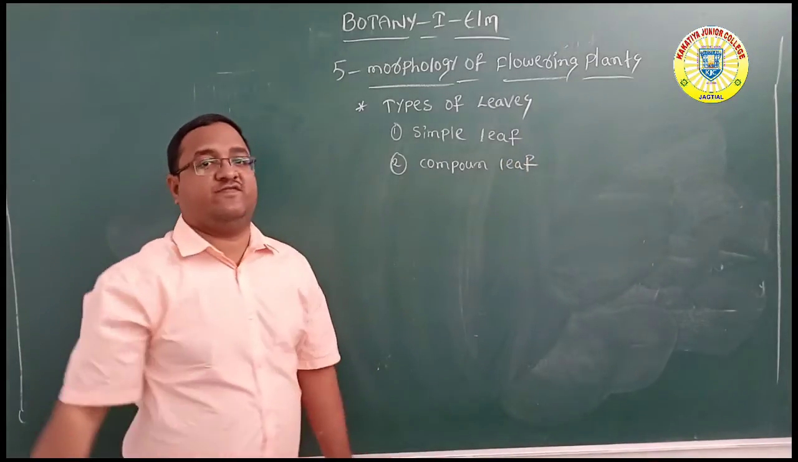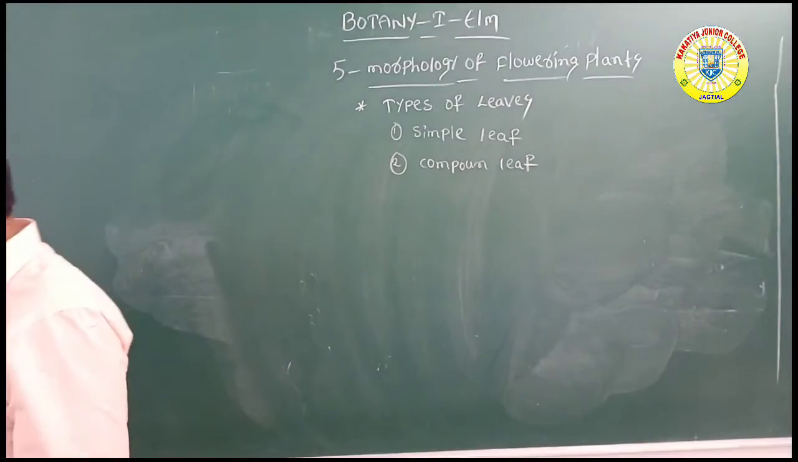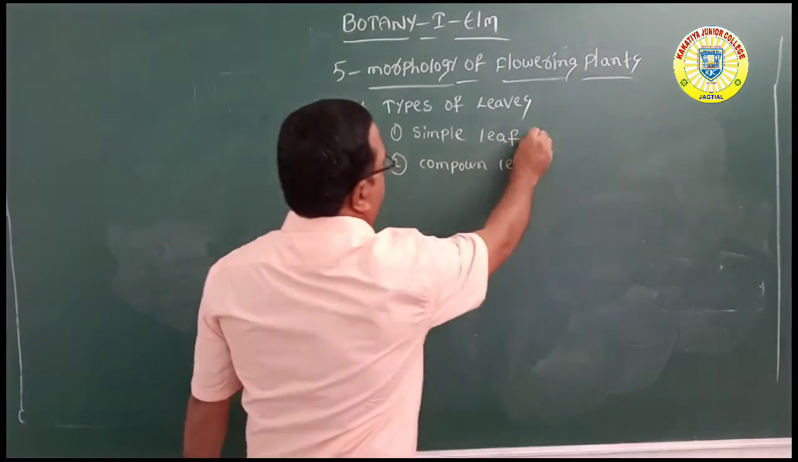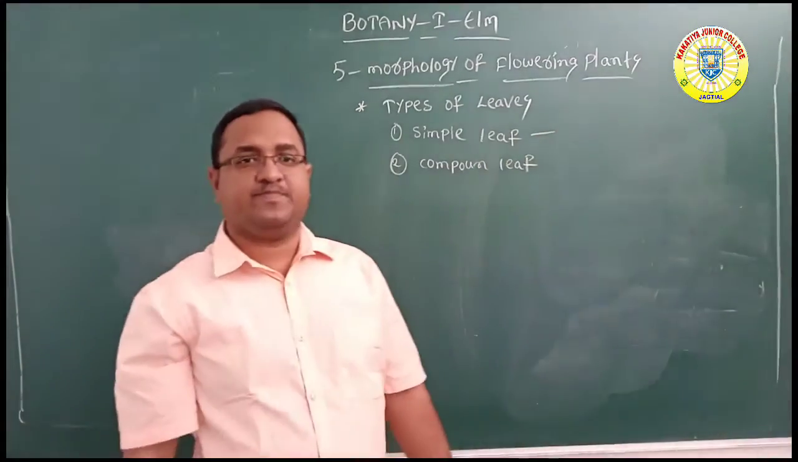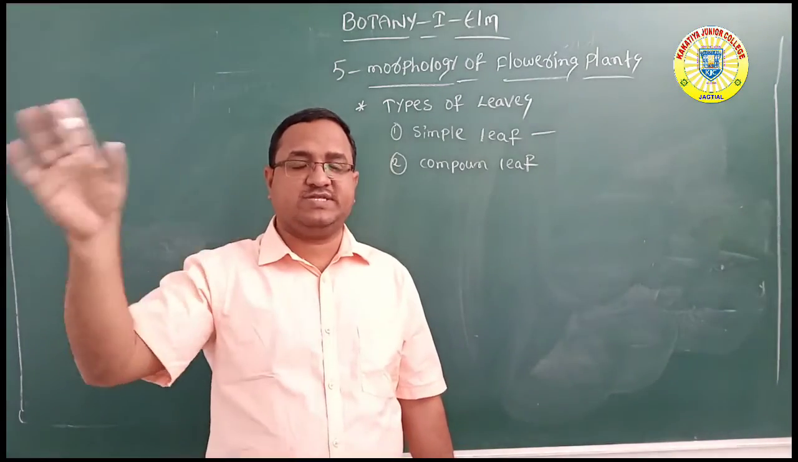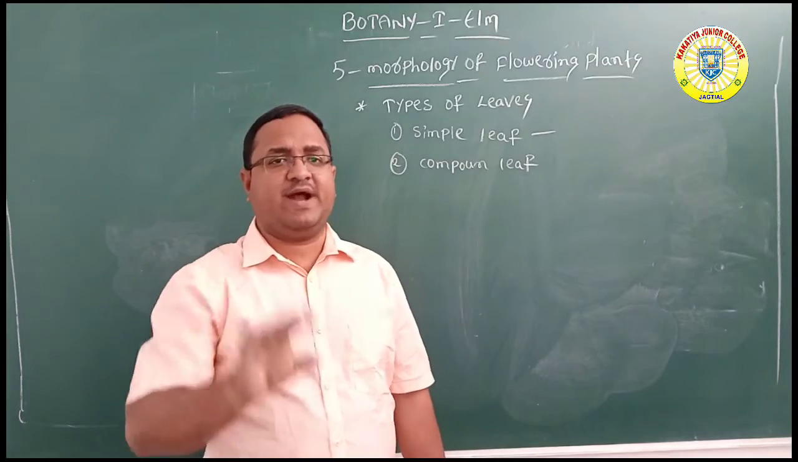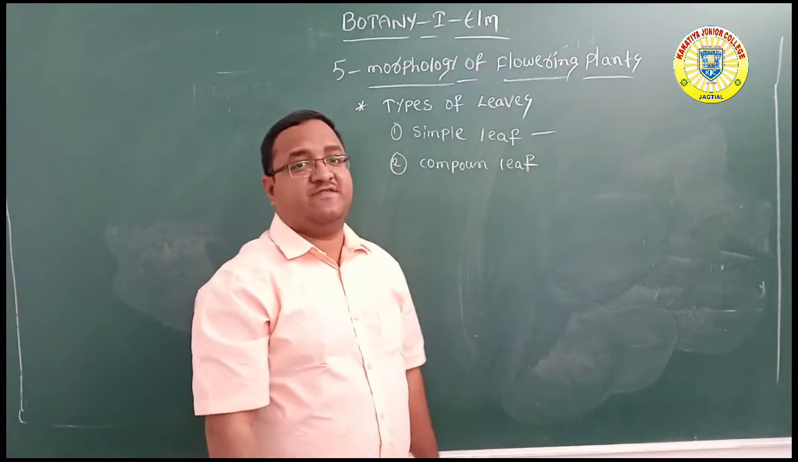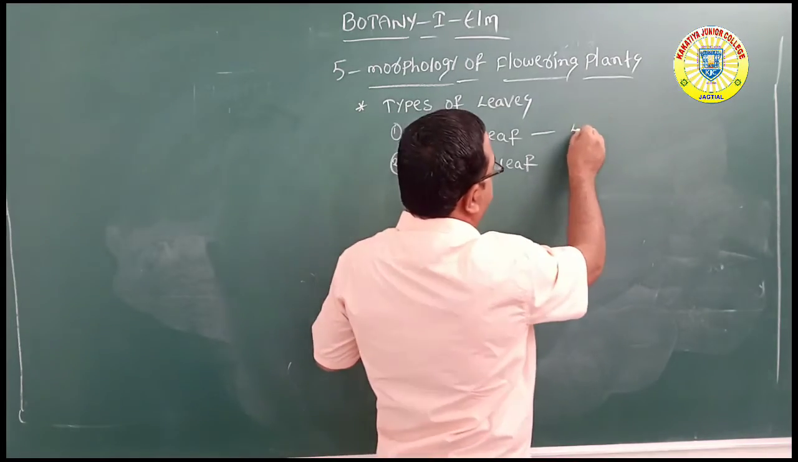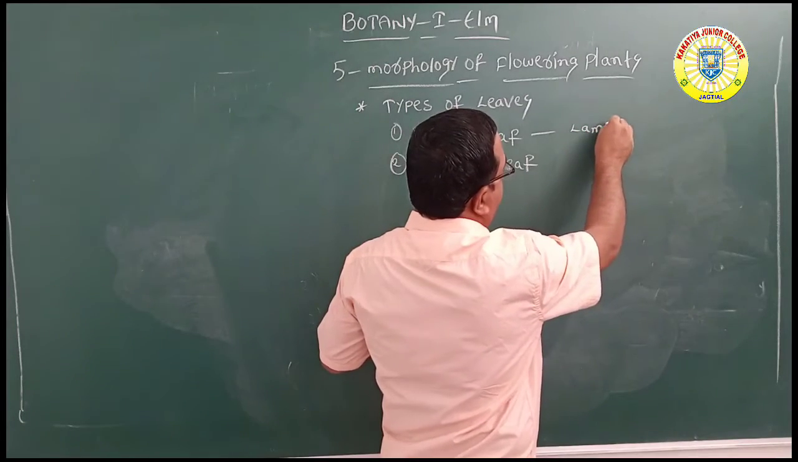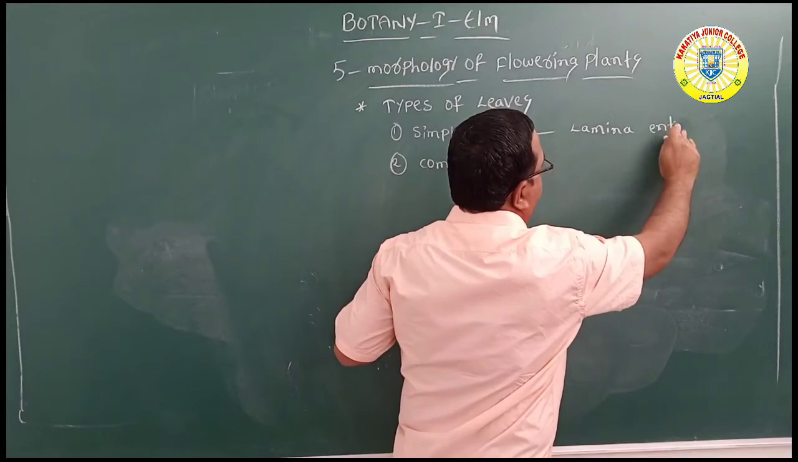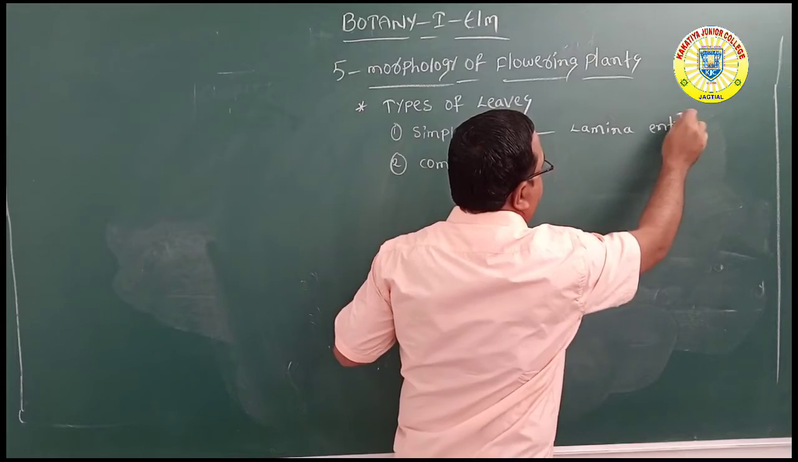But what is the simple leaf? Already you know that a leaf contains a leaf lamina, with a prominent midrib in the middle. This lamina is attached to the stem with the help of the petiole. These parts you already remember. So what is a simple leaf? A simple leaf is one in which the leaf lamina is entire.